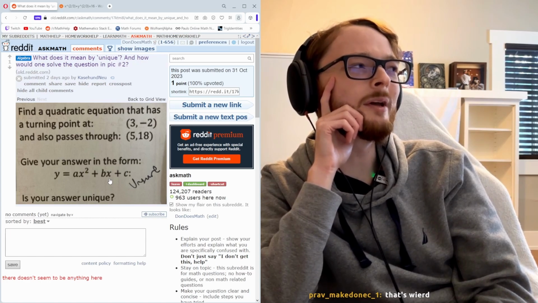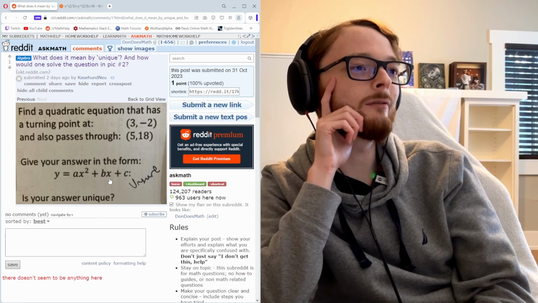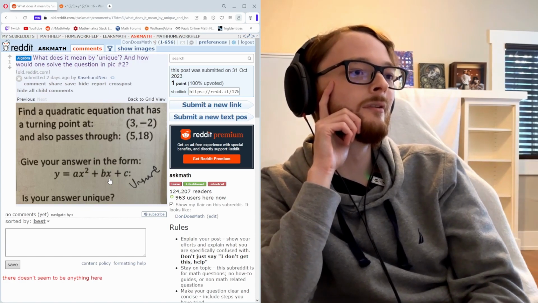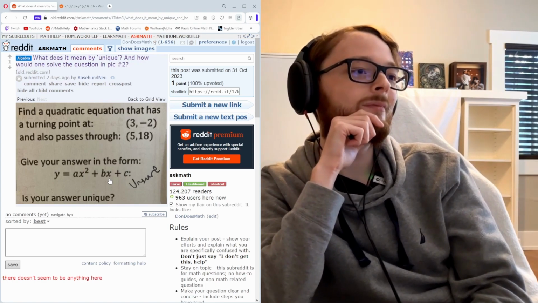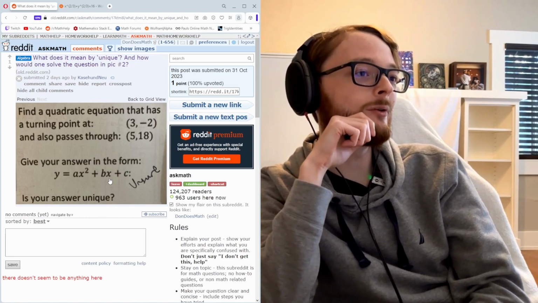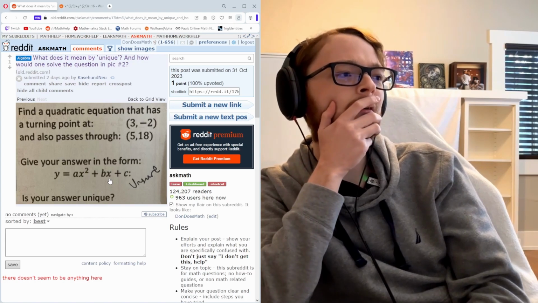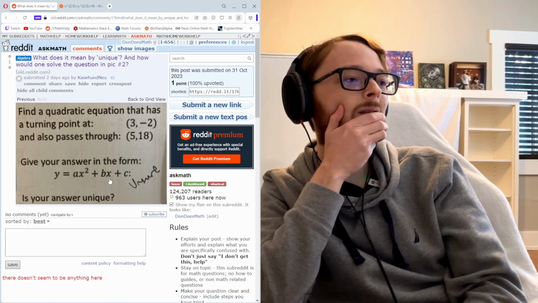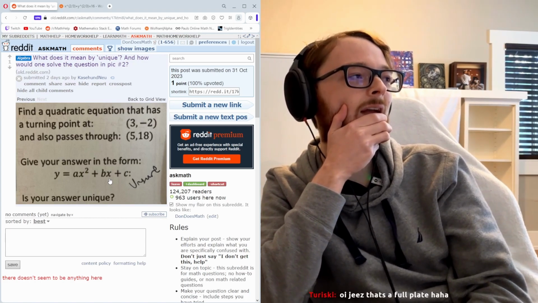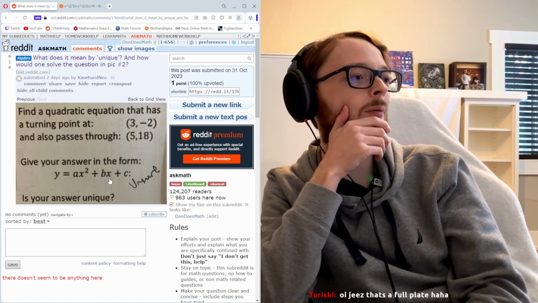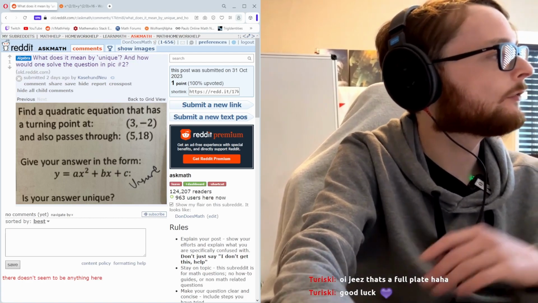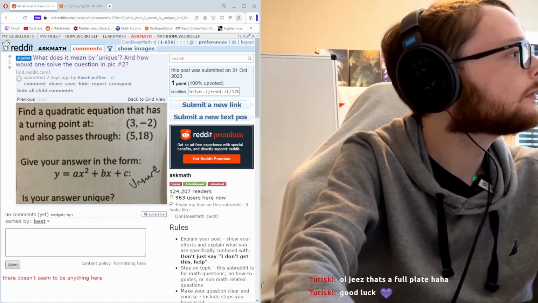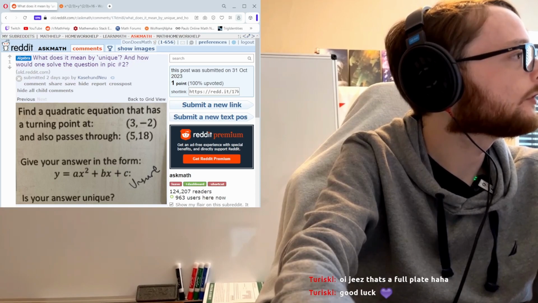A turning point, I guess it's just a vertex if we're talking about quadratics. Oh, we need to use vertex form. They also want a unique answer. This one will be unique. Ooh, will it? I think it has to be unique if you're determining the vertex and a point. Let's actually go through and solve this one. Just kind of interested to see what it looks like.